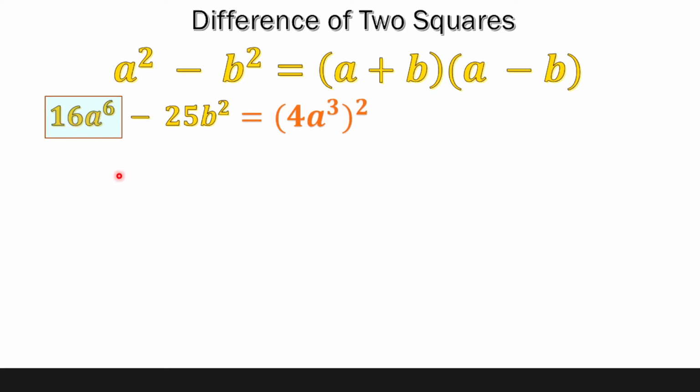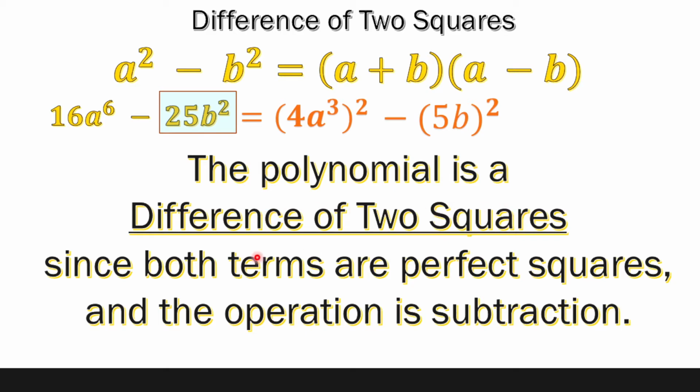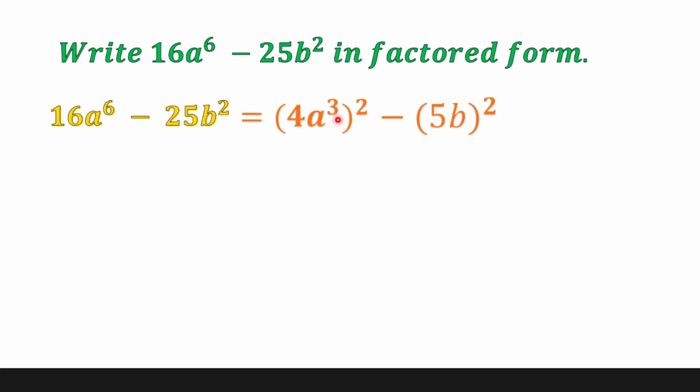Next, titignan natin si negative 25b squared. Si 25, pag di-divide by 5, 5 pa rin, b squared by b. Pinactored out ulit to, kaya naging 5b raised to 2. So, the polynomial is difference of 2 squares since both terms, parehong terms ay perfect squares at ang operation niya dapat ay subtraction. So, try to answer natin. Write 16a raised to 6 minus 25b squared sa factored form. Tandaan nyo class.